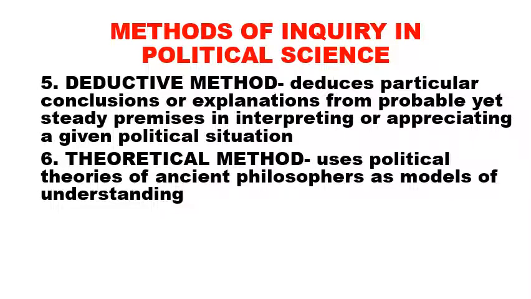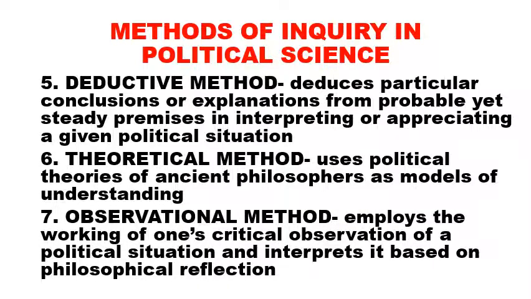Theoretical method uses political theories of ancient philosophers as models of understanding. Observational method employs the working of one's critical observation of a political situation and interprets it based on philosophical reflection.